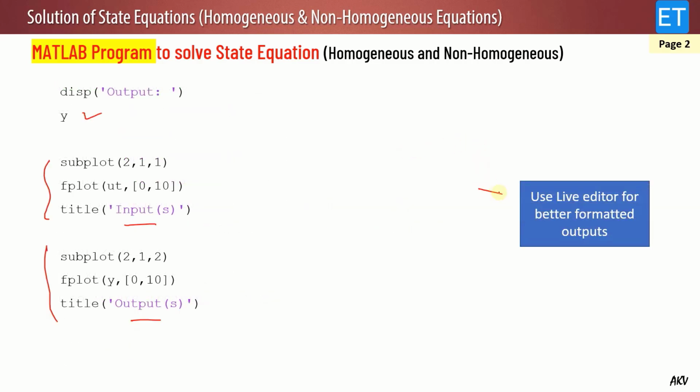I also recommend you use the Live Editor in MATLAB to run this program. Although you can use the normal editor, the outputs you obtain there are not easily readable. They are not in standard formats; they are in MATLAB's default format. For example, e power minus t is not written as e power minus t, in MATLAB it is written as exp(-t). But if you use the Live Editor, you will get the expressions in the standard form. So you will get better formatted outputs in the Live Editor.